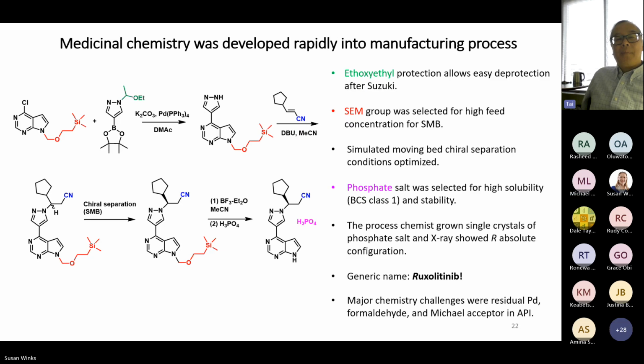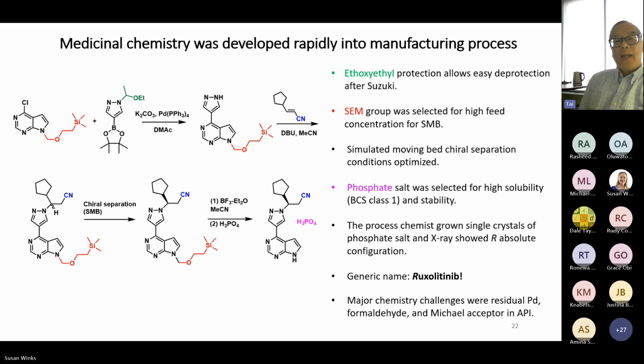In this slide, I try to summarize almost 2 years of work optimizing the original MedChem idea into a manufacturing process. In green, we show the suitable protecting group to use in the Suzuki coupling. You can see the chloro-pyrrolopyrimidine coupled with the boronic ester, and the pyrazole is protected as the ethoxyethyl. That works well because it's compatible with Suzuki, but it comes off easily. The same group in red protects the nitrogen on the pyrrolopyrimidine ring. We picked that, among many other options, because it gives the substrate the highest concentration, which allows a slightly higher throughput for the chiral separation.